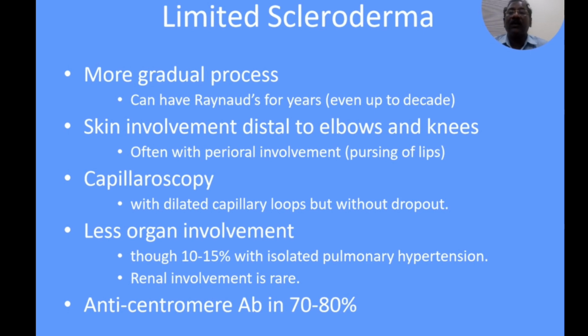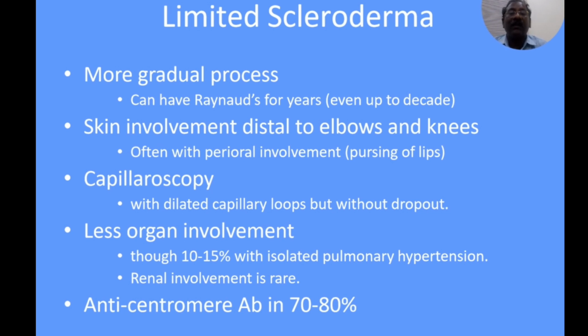Limited scleroderma is a more gradual process. I can have Raynaud's for many years, even up to a decade. Whereas in diffuse scleroderma, the Raynaud's phenomenon lasts only a few months or years, because the disease is aggressively extending to the internal organs. Whereas limited scleroderma pertains mostly to the skin, not the internal organs.